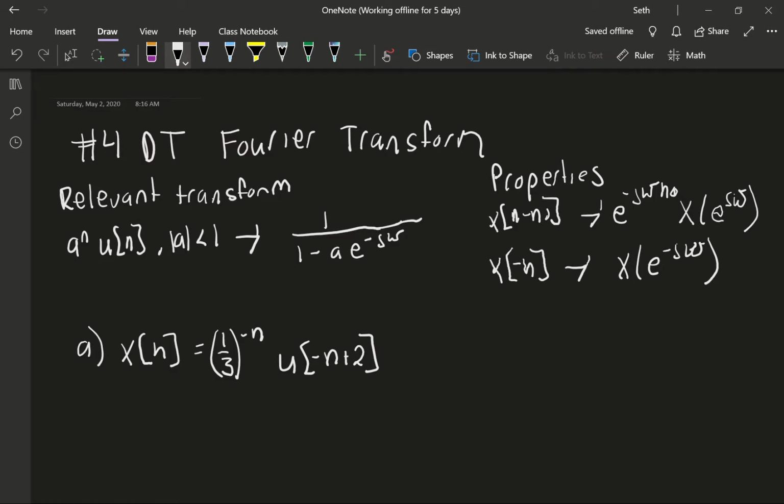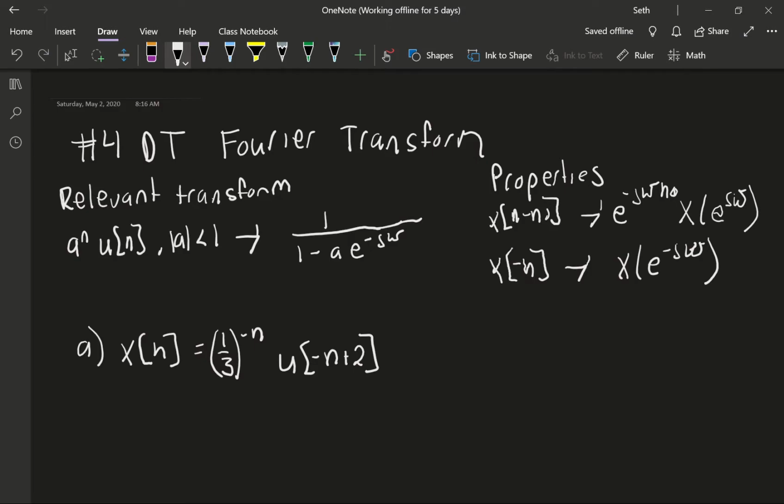Okay, we're back here with number 4 on the practice exam. It deals with the discrete time Fourier transform. We've been given x of n, and we are asked to find X of e^(j omega).